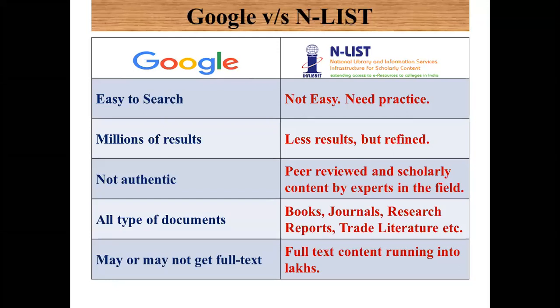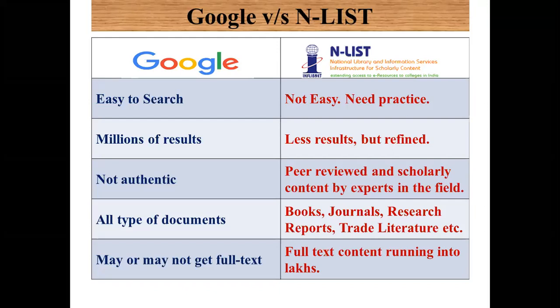Peer reviewed means an expert in the field publishes an article, and it has been reviewed by experts in the same field. So it is scholarly content, because the contents are written by an expert in the same field. Even if an expert writes an article, it has been reviewed by other experts in the same field, and only if it is found to be genuine, not plagiarized, and a standard article, only then are those articles published in the journals that are listed under Enlist.